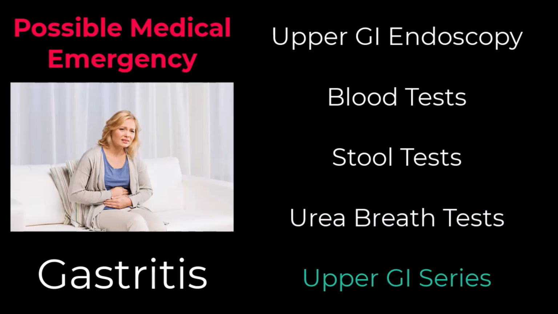Upper GI series. Doctors may use an upper GI series to check for signs of gastritis or gastropathy. An upper GI series is a procedure in which a doctor uses X-rays and a chalky liquid called barium to view your upper GI tract. How do doctors treat gastritis and gastropathy? Treating gastritis and gastropathy can improve symptoms, if present, and lower your chance of complications.